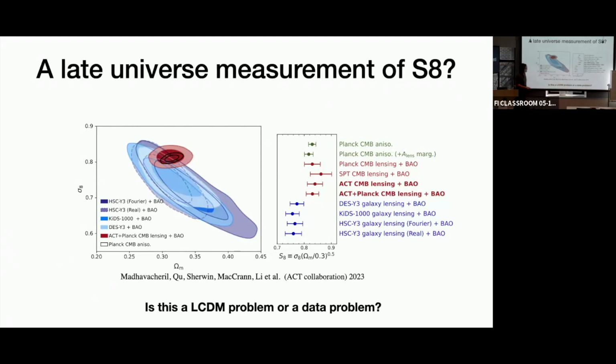And I think that once these ACT CMB lensing measurements came out earlier this year, a lot of people said, well, we're done. We're done. We don't need to talk about this anymore. But what's important is that all these analyses were done in the context of lambda CDM.